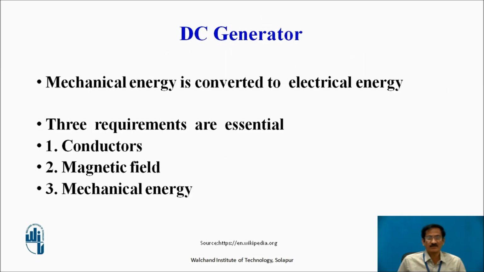DC generator. Mechanical energy is converted to electrical energy. There are three essential requirements: the motion of the conductor, the presence of a magnetic field, and mechanical energy to give motion to the conductor.